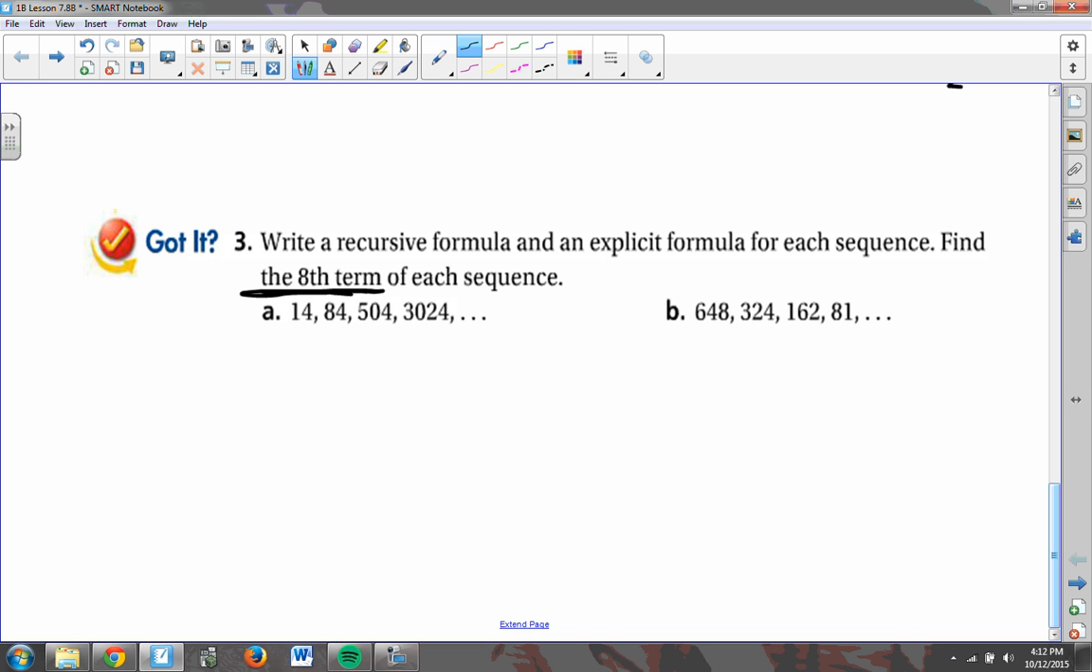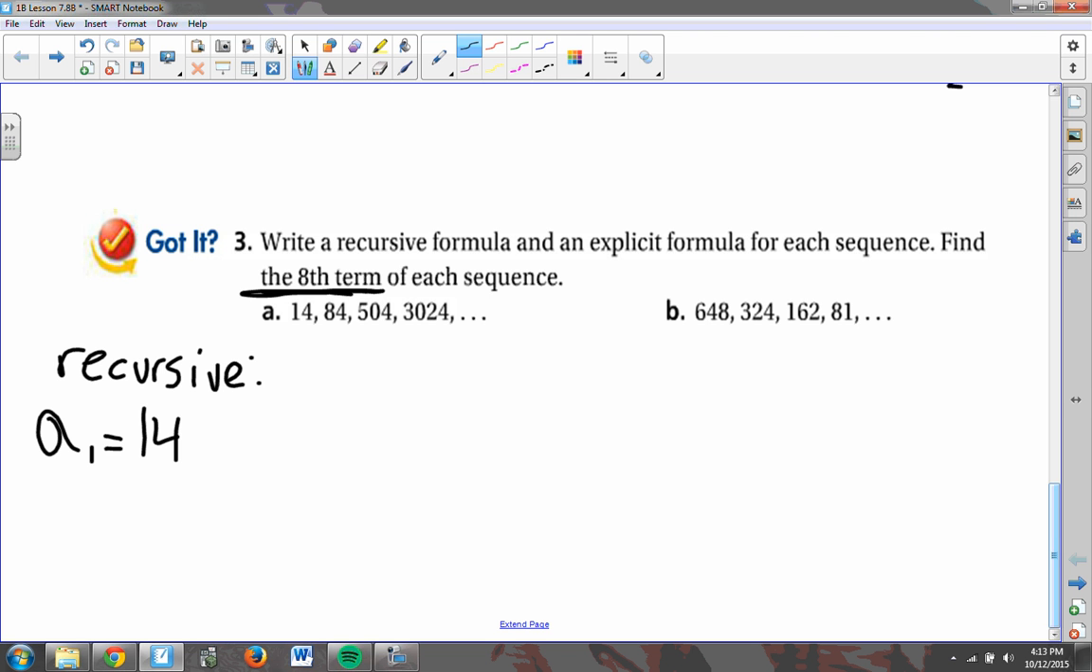Okay? So letter A, I'm going to start by writing a recursive formula. Now, I know I have to tell two things when I write a recursive formula. One of them is my starting value. Well, I know that my a1 value is 14. Easy enough. Okay? Now, what I don't know yet is my common ratio. So I need to figure out what is my common ratio there, and I will be able to then write the rest of my recursive definition.